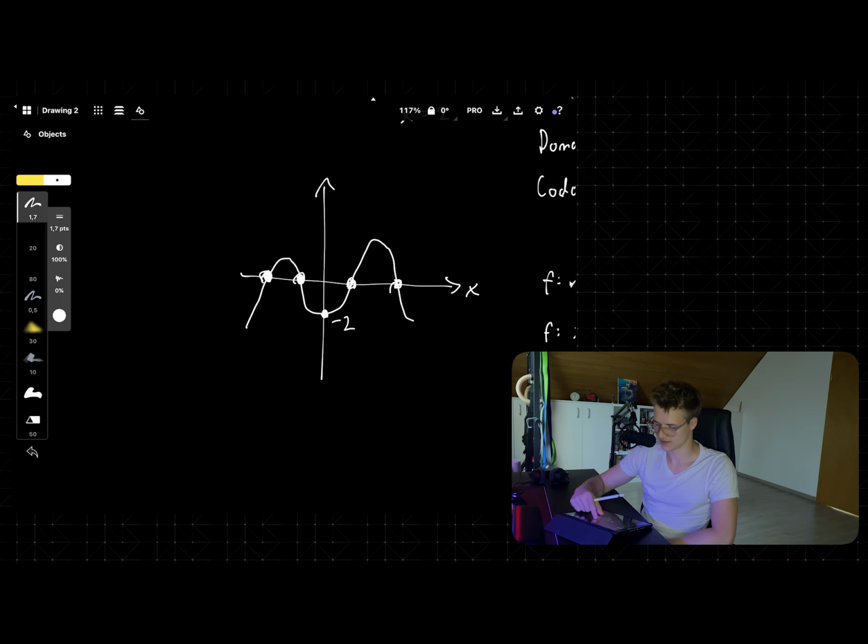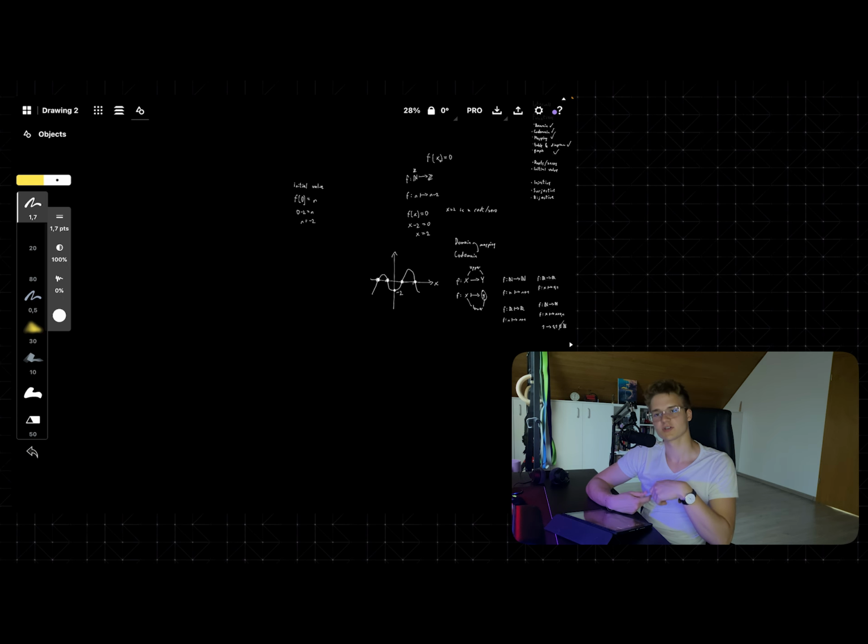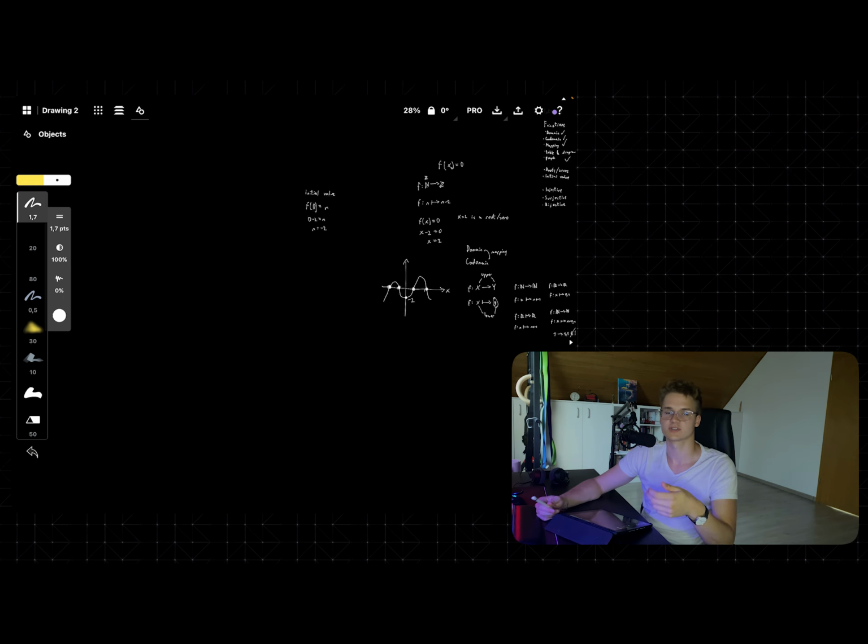So that's the initial value, minus 2. Every function, or the majority of functions, have a root, or zero, and they have an initial value. Those are basically the intersections with the axes on the coordinate system. Roots and zeros are where the function intersects with the x-axis, and the initial value is where the function intersects with the y-axis. Notice that there can be many zeros, but only one initial value.